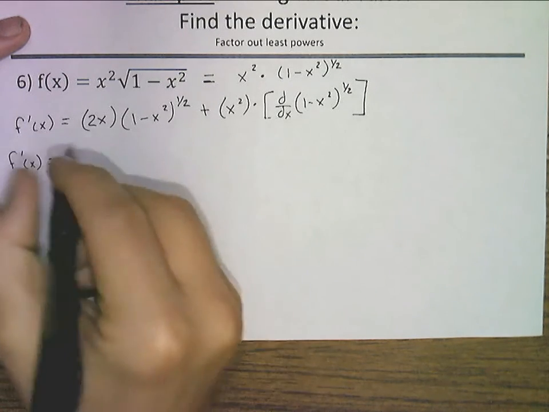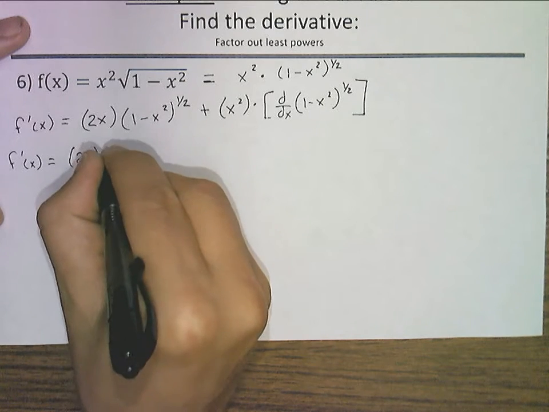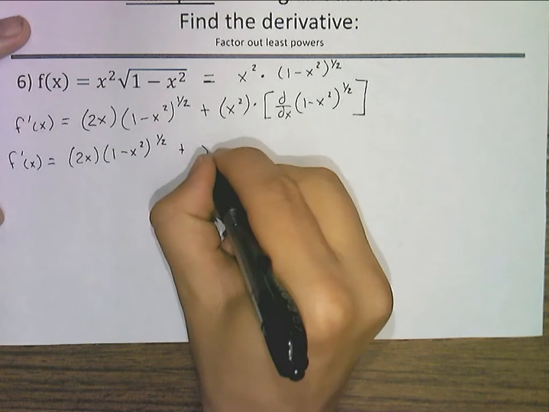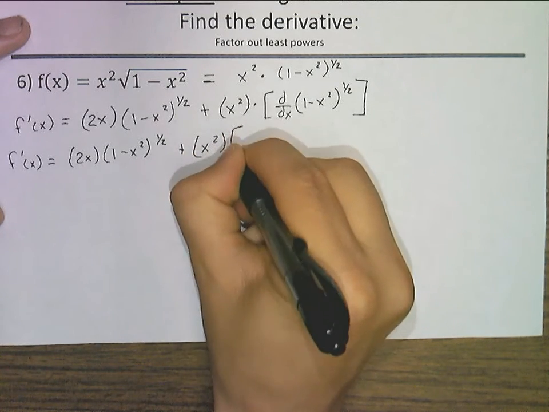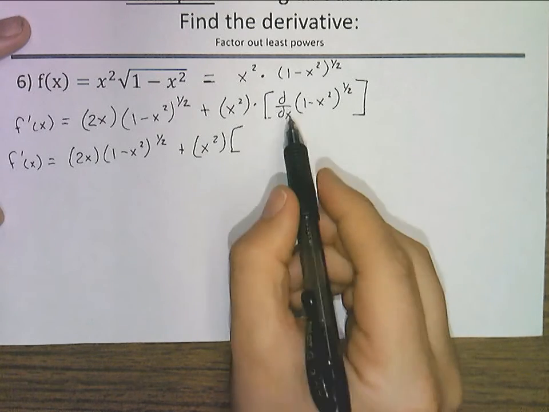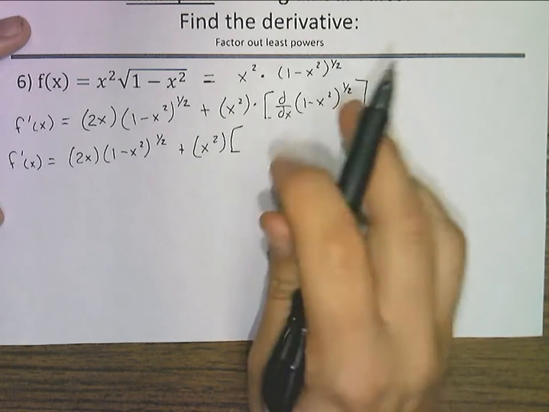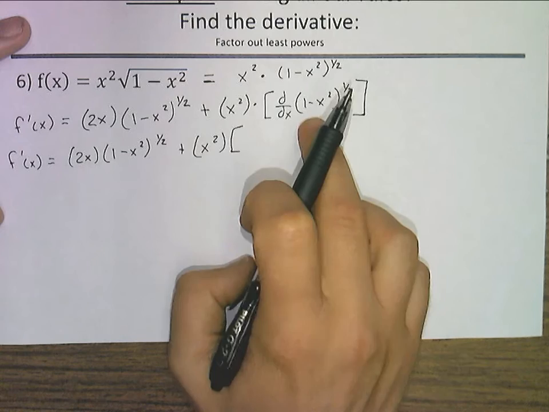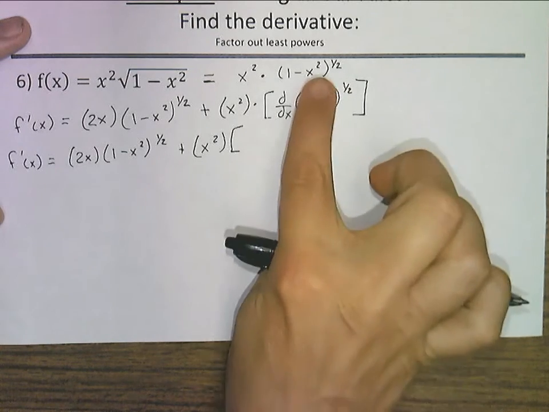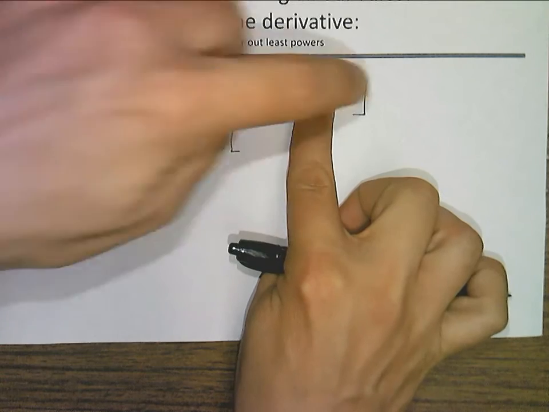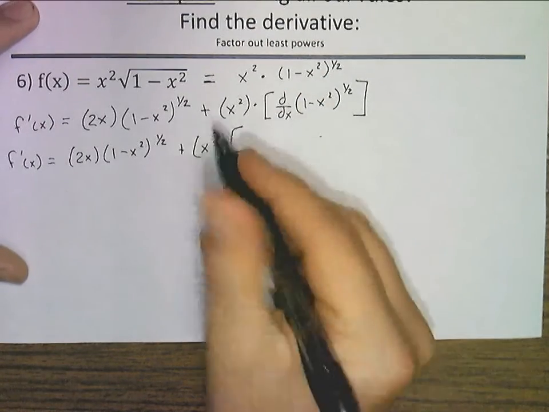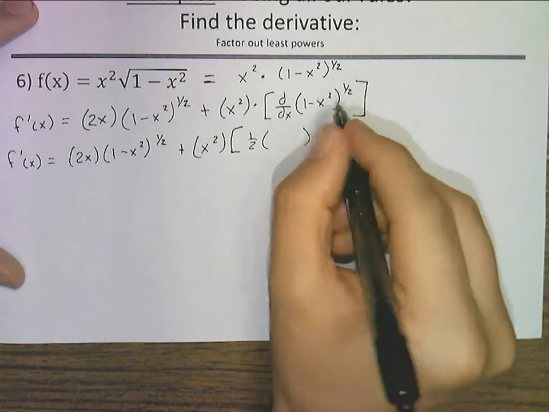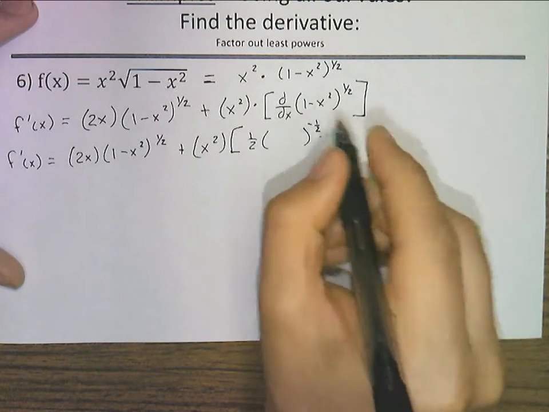F prime of x is equal to, I'm just going to rewrite this first part, plus x squared, no change there. I'm going to keep the brackets just so we know what happened from here to there. So the derivative of this, chain rule, the outer function is stuff to the 1/2 power, the inner function is 1 minus x squared. That's your stuff. So the chain rule says take the derivative of the outer, so the derivative of stuff to the 1/2 power would be drop the exponent in front, decrease the power by 1. So negative 1/2.